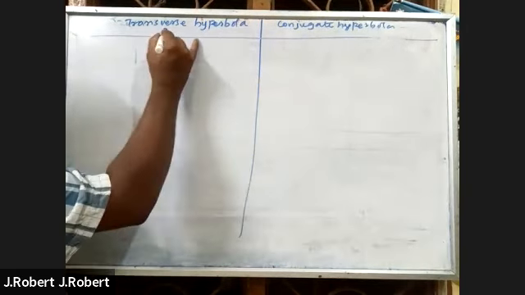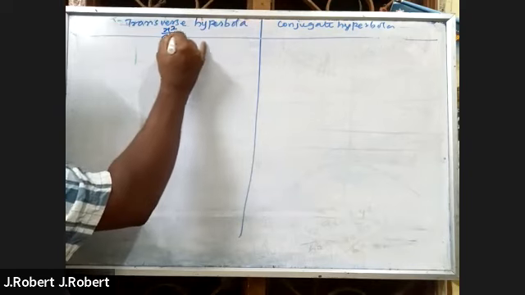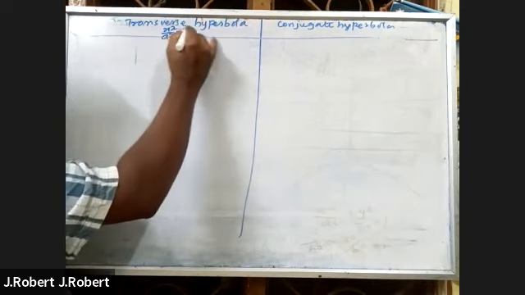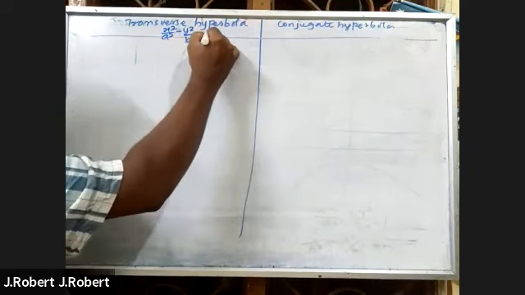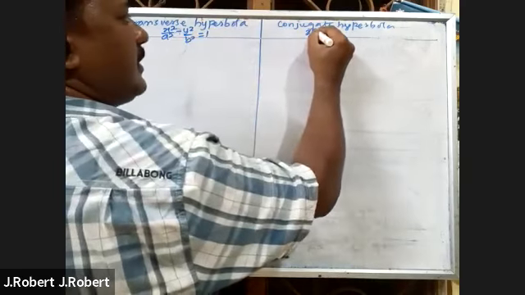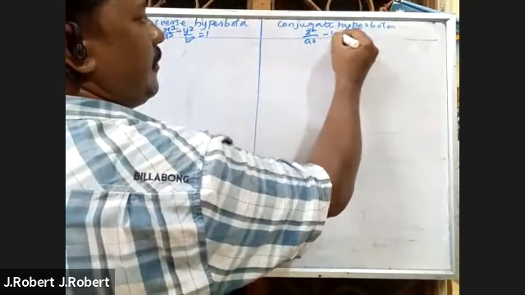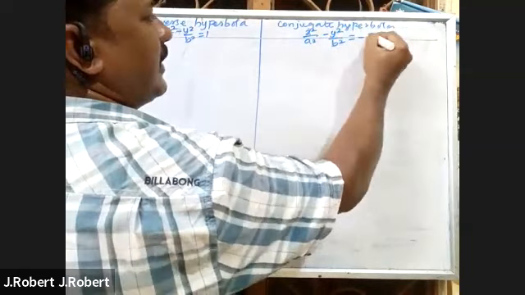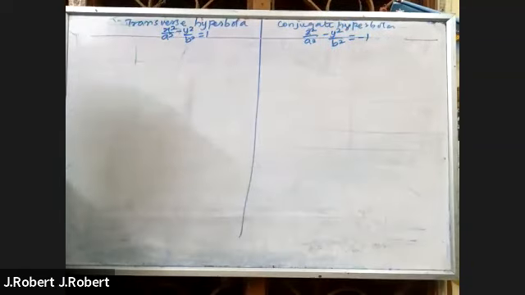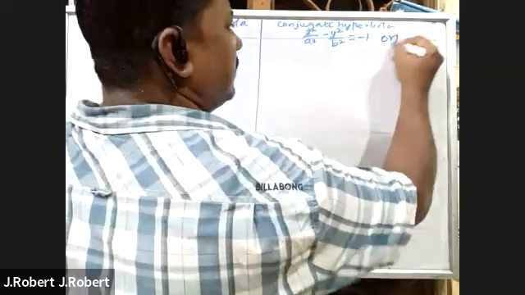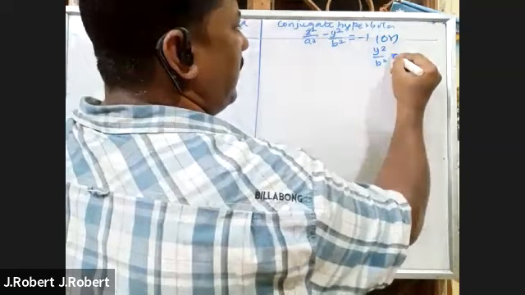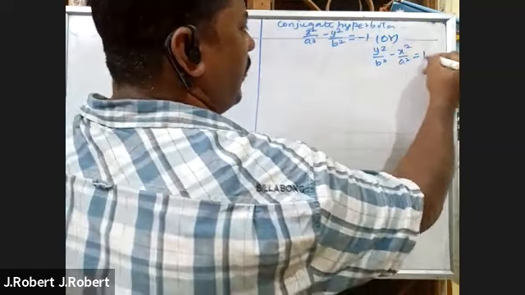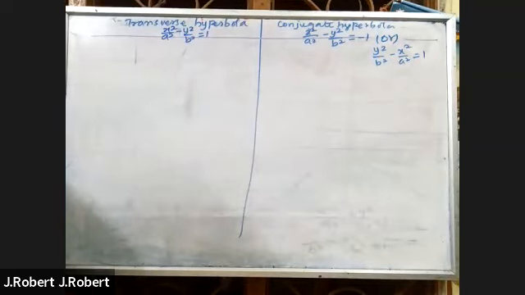The transverse hyperbola can be written as x square by a square minus y square by b square equals to 1. You can also write this as equals minus 1. All are the same. Or you can write this as y square by b square minus x square by a square equals to 1. All are the same. So this is the standard equation of the transverse hyperbola and the conjugate hyperbola.